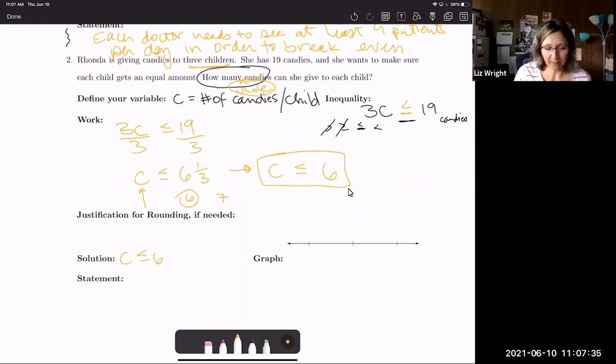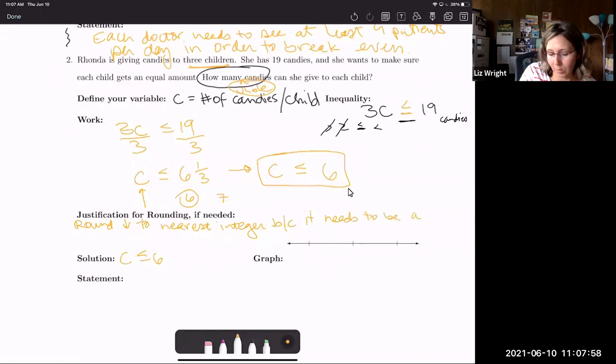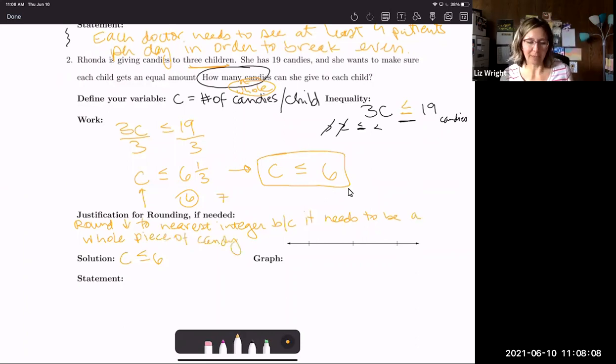Our justification for rounding: we are going to round down to the nearest integer, because it needs to be a whole piece of candy. And we're rounding down because of the inequality. So that's the other reason.